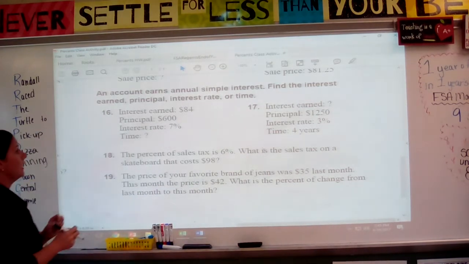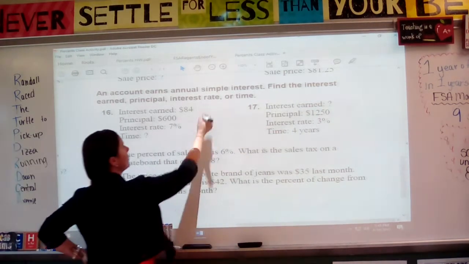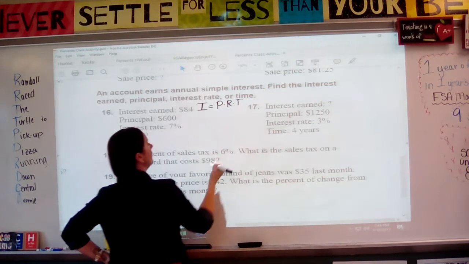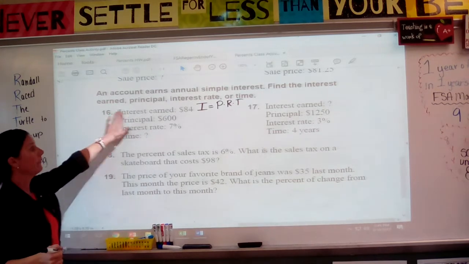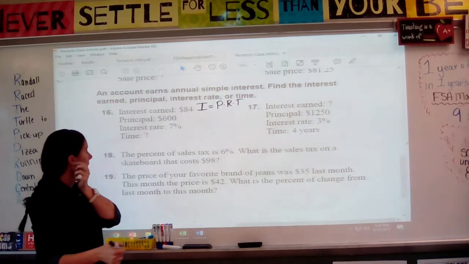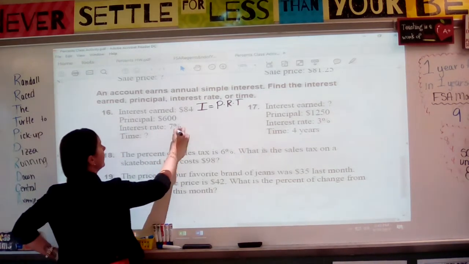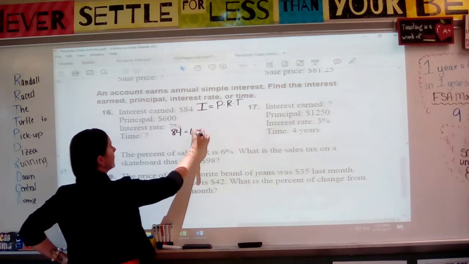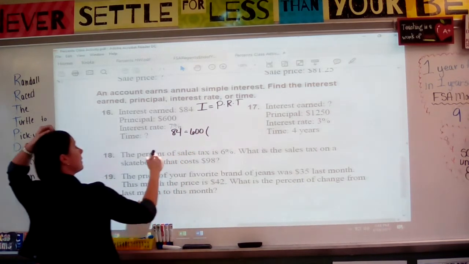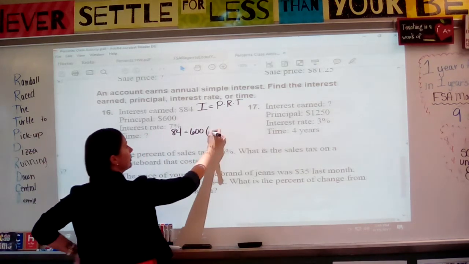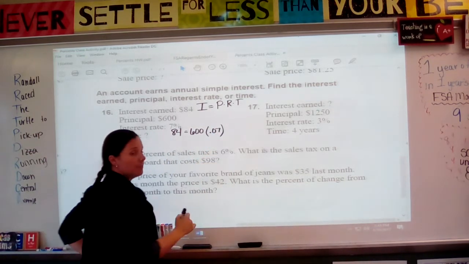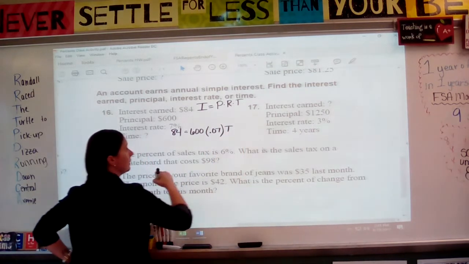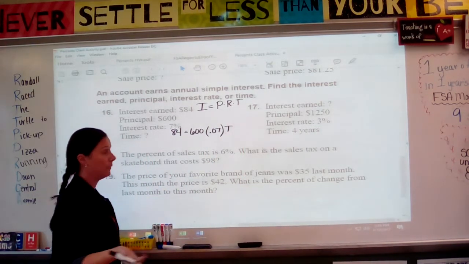Number 16 and 17 is simple interest, so we're using the formula I equals P times R times T. So we're filling in what we know and solving for the missing amount. So we know that our interest is 84. Our principal amount is 600. Our rate is 7%. I convert that to a decimal, so it's 0.07. I do not know the time. Now I solve just like a regular equation.